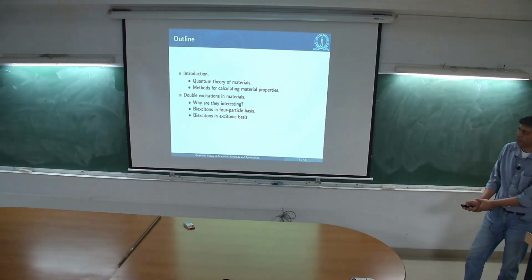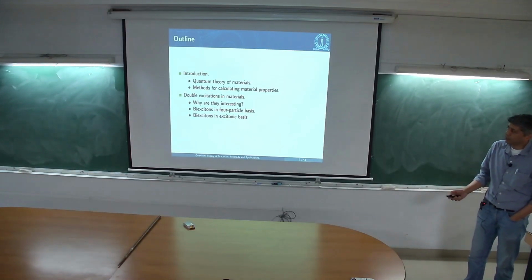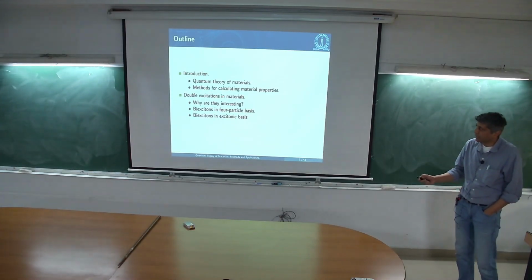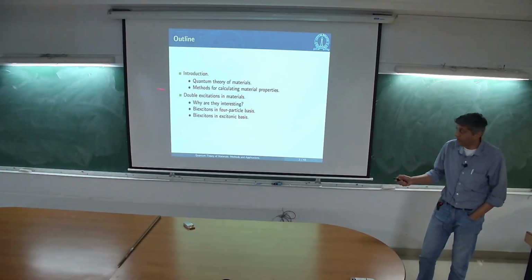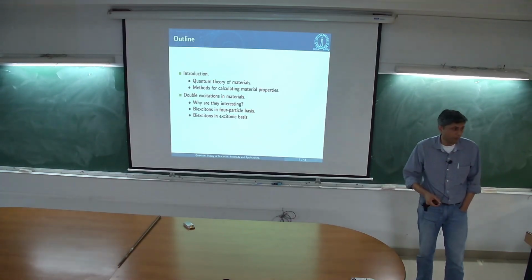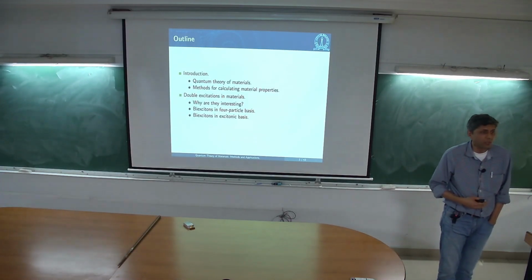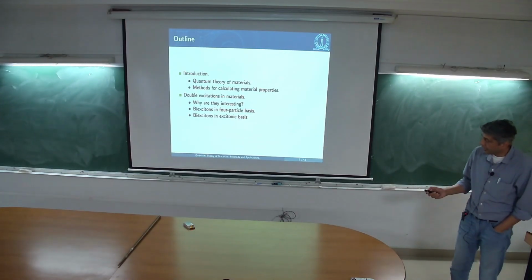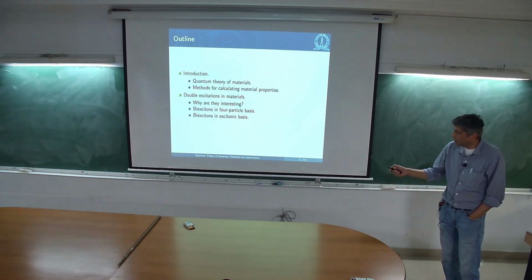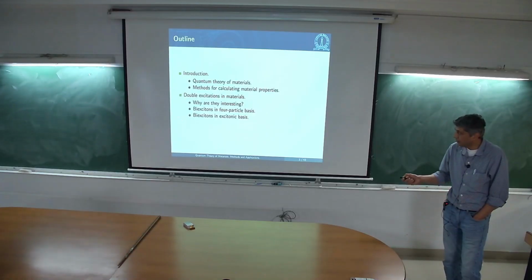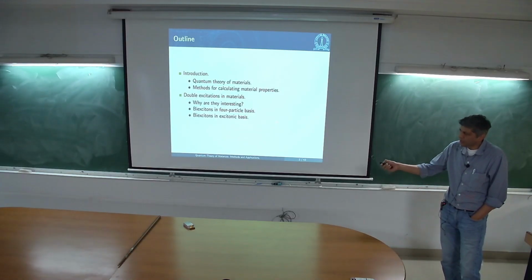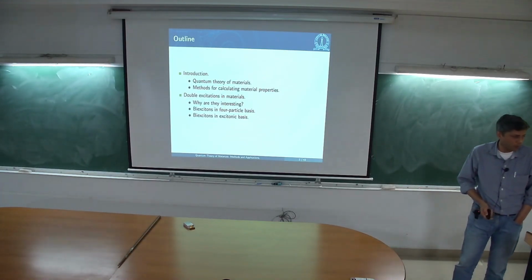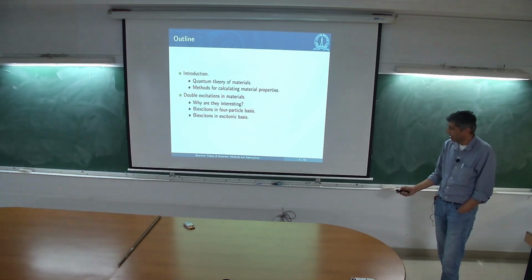So here's the outline. I will talk about the quantum theory of materials and methods that we use for calculating material properties. This is where I'll spend the bulk of the time. Maybe half of the talk will be just an introductory talk about how we calculate electronic structure properties of materials. And then I will spend a little bit of time talking about double excitation in materials and why they're interesting, and then talk a little bit about some technical stuff about what we've been up to recently.